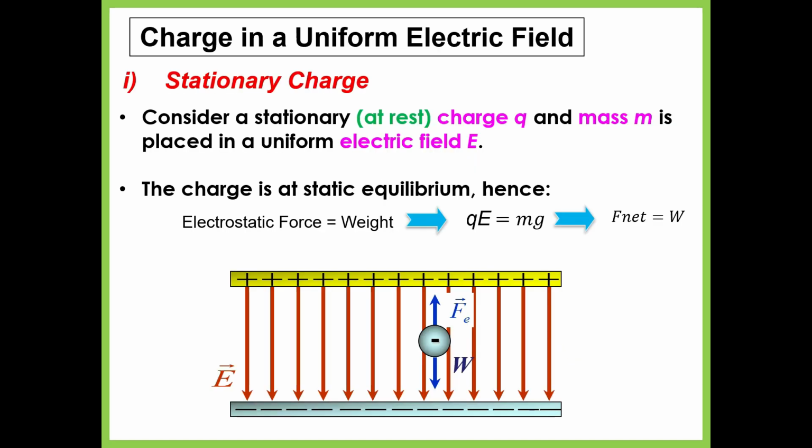Charge in uniform electric field, we have few cases. So this is the first situation, that is stationary charge. Stationary charge is said to be at static equilibrium. So for this condition, the electrostatic force that is acted towards the positive charge, because this is negative, is having the same magnitude with the weight of this charge, but it is acted in opposite direction. So because of this, it is not moving, or stationary.